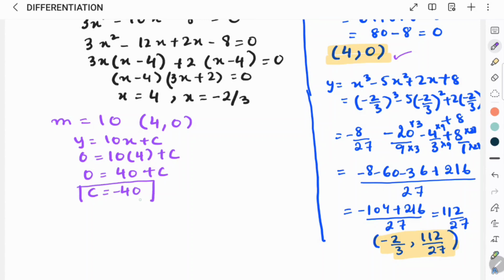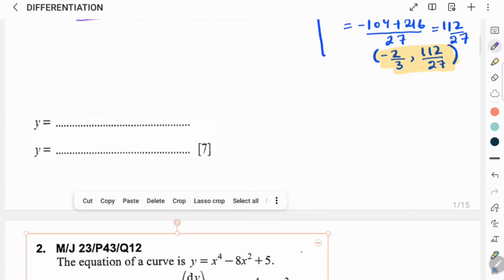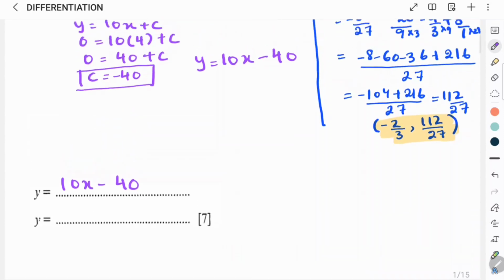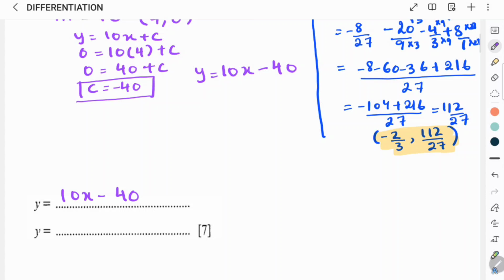The first equation will become y equals mx plus c. y is equal to 10x minus 40, okay? It's a 7 marks question. Now we are going to find the second equation. So the second equation has more calculations. Let's see. So the second equation, I'm doing it here.